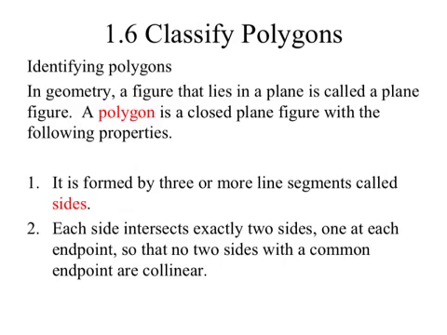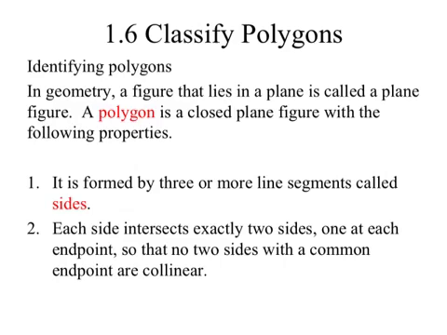You think about the rug in our classroom. It is a figure that lies in a plane. The plane would be the classroom floor. So it's a plane figure. A polygon is a closed plane figure with the following properties. First of all, it's formed by 3 or more line segments called sides.